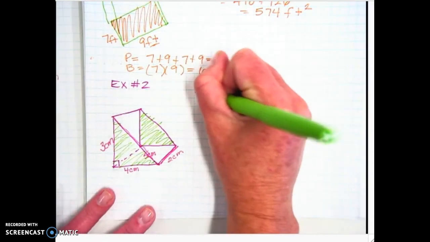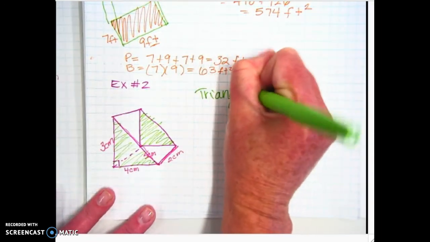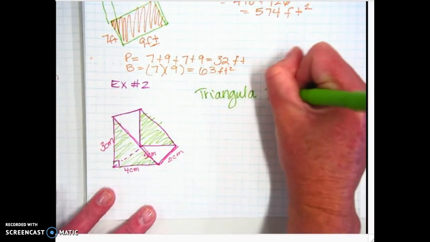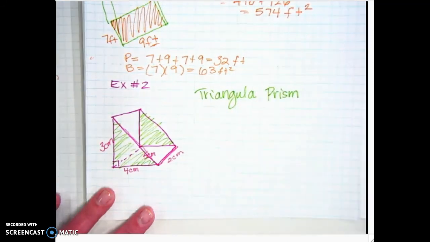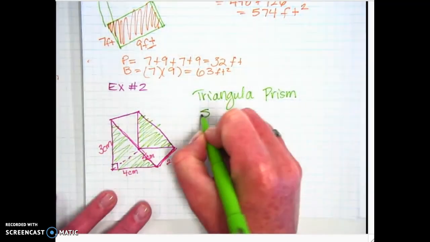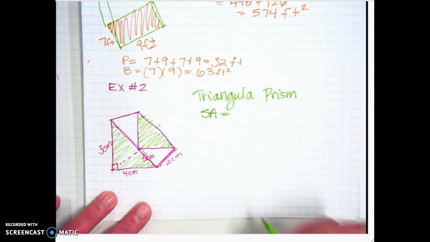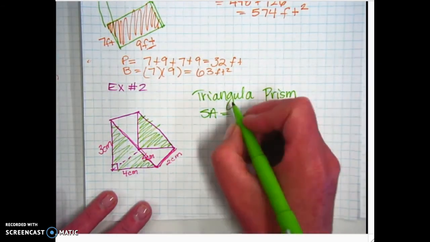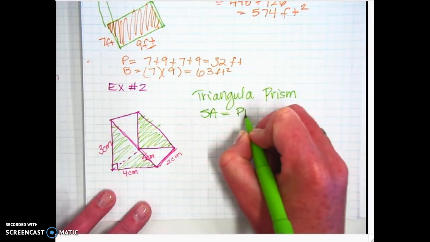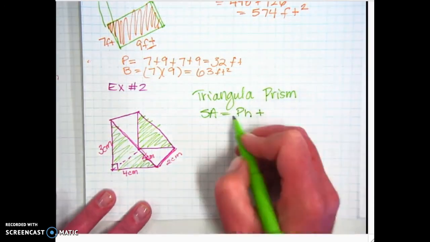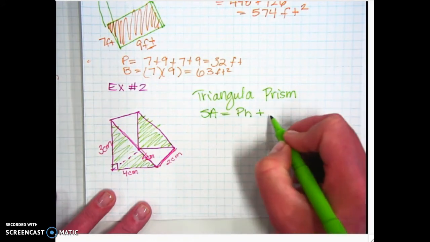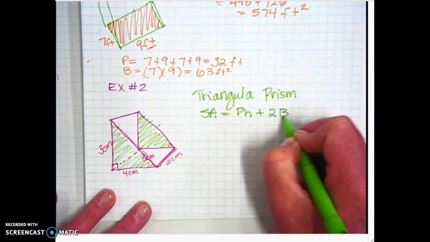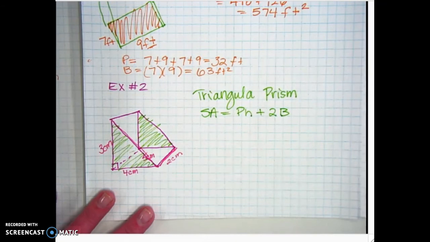But you need to identify that this is a triangular prism. And so you're going to use the surface area formula for a prism, which is the same formula we just used for example number 1. We're just going to use it differently. So we're going to say perimeter times the height plus 2 times the area of the base. Okay?